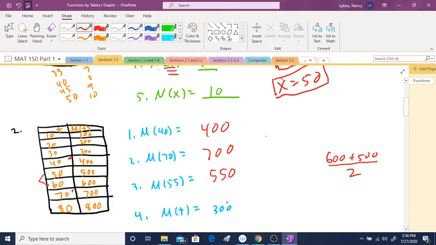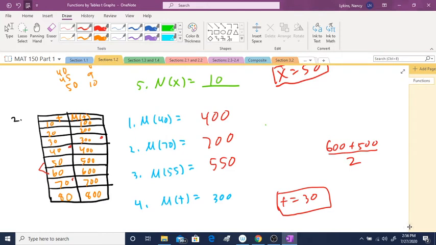Okay, now finally, what about the last one? What gives you 300? What's your t value? What is your x value? What's this in the middle? Okay, well, I'm looking right here. Okay, there's my 300. Well, t has to be 30. Now, what would be a good equation for this one?